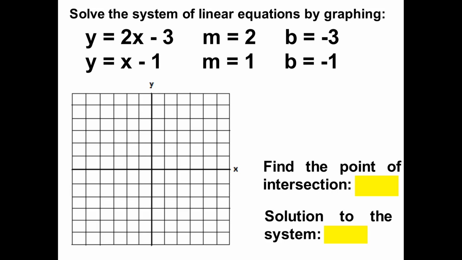And if it truly is a solution, it should work for both of the problems, or it should make both of the problems true. My input should give me my output. All right, so let's get started.